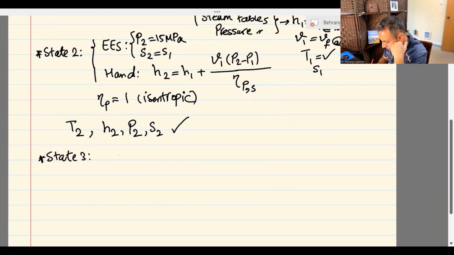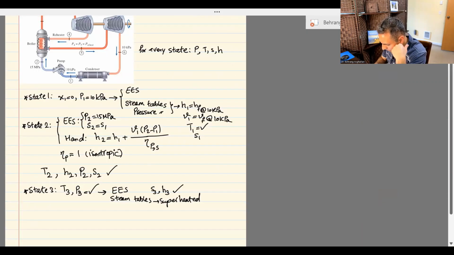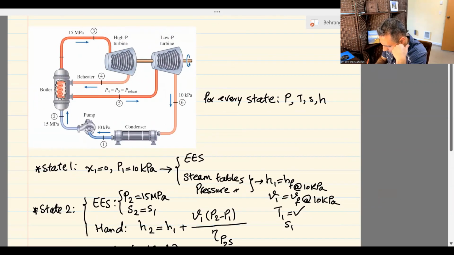For state 3 there is no problem because we have the value of T3 and the value of P3. Because these two are given, you can go to EES or to the steam tables, the superheated tables, and find other properties. You can have the value of S3 if you need it, and you can find the value of H3. State 3 is determined. So state 1, state 2, and state 3 are determined because every state has 2 pieces of information.